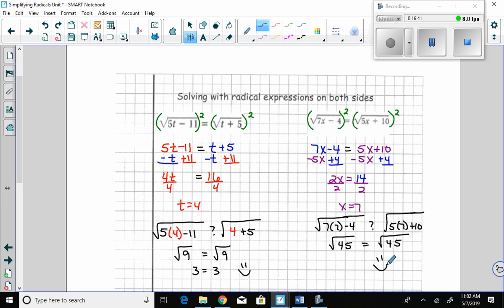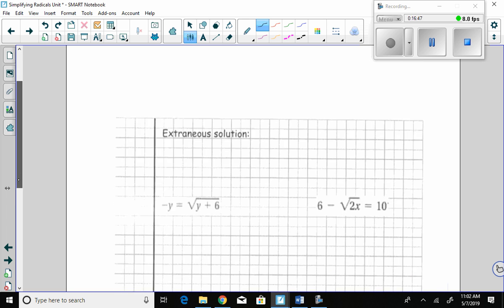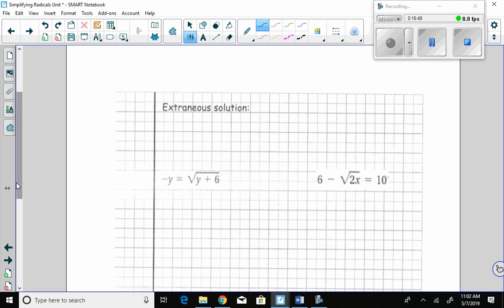Okay, so now on the next page, we've got this crazy thing. I've got a vocab term, and it's really quite important for us to understand. It's an extraneous solution. You could actually go through, solve the whole problem, get an answer, and it doesn't work. That's what an extraneous solution is. Even though you did all the math correct, it's a solution that doesn't work.